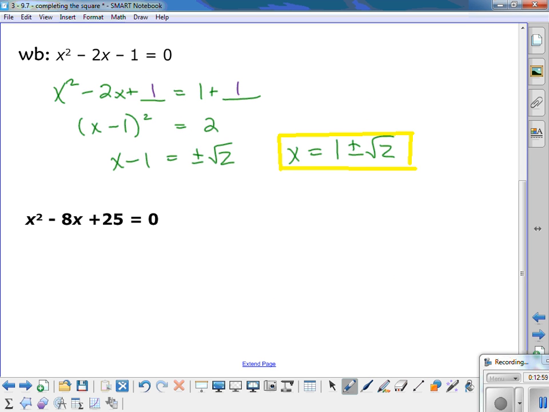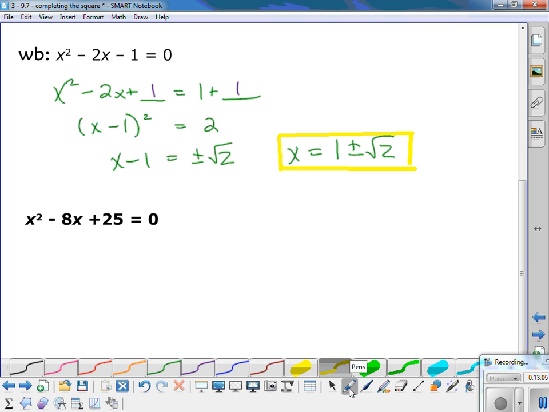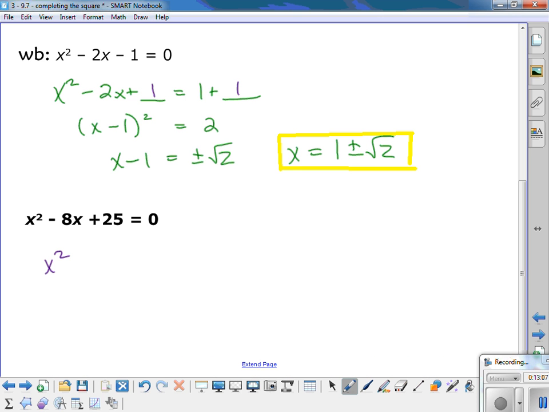Okay, one more here I want to show you before we run out of time. Here I've got 8x squared minus 8x plus 25 equals 0. So if I subtract the 25, I get negative 25 on this side. What's half of negative 8? Negative 4. And negative 4 times negative 4 is a positive 16. So now when I factor the left, I get x minus 4 squared equals negative 9.